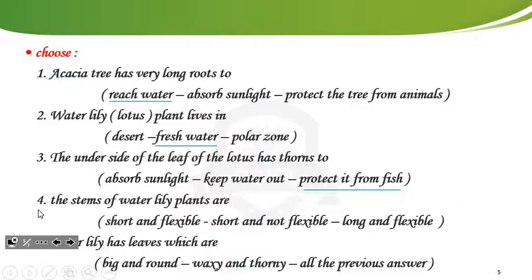Okay. Number 4, the stems of water lily plants are, yes, long and flexible. Okay. Number 5, the water lily has leaves which are, excellent, all the previous answers. It means that we choose big and round, waxy and thorny.